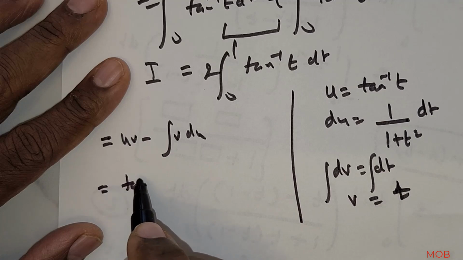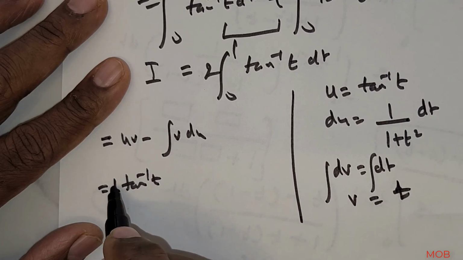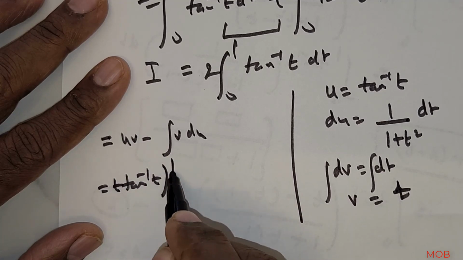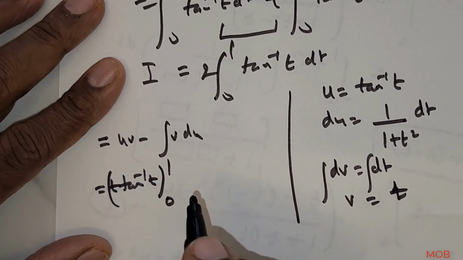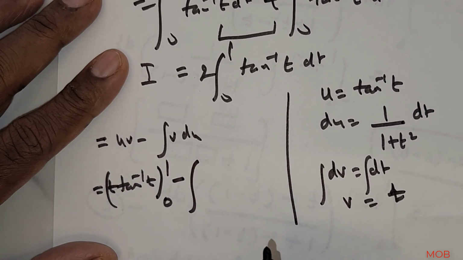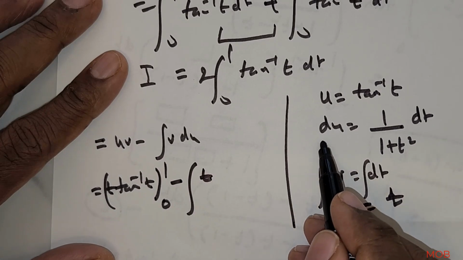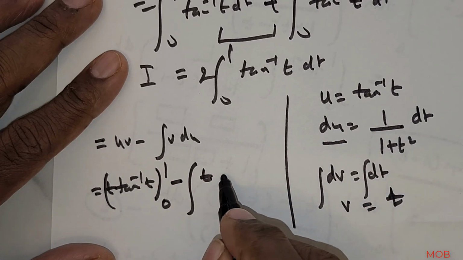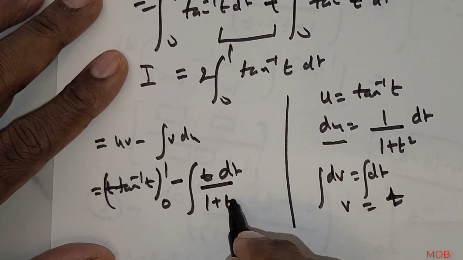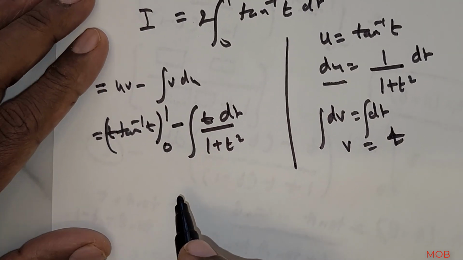So my u is tan inverse of t, my v is t. So you place the limit 0 to 1 and followed by negative integral. My v is t here, and then it's du. It's going to be dt over 1 positive t squared. So dt over 1 positive t squared. So this is what we've got.